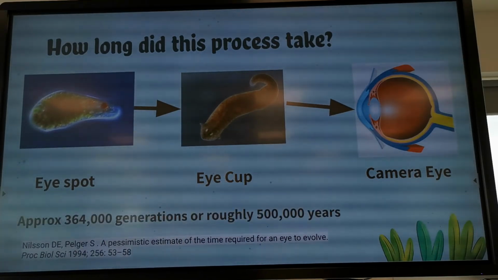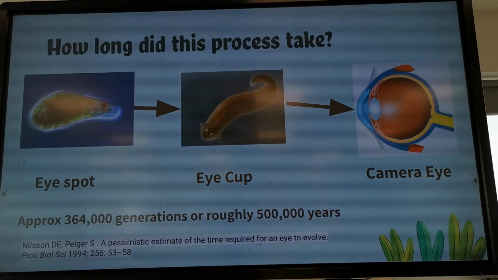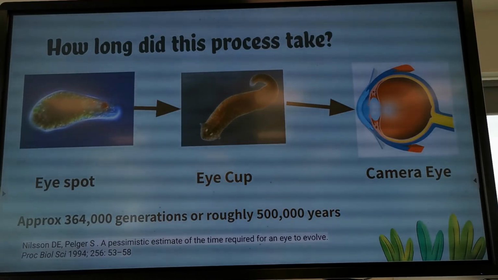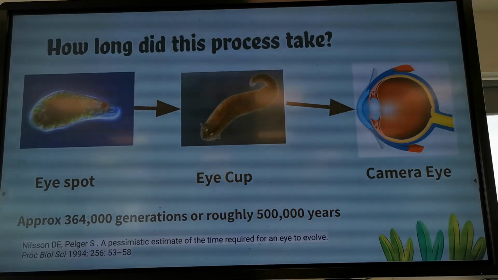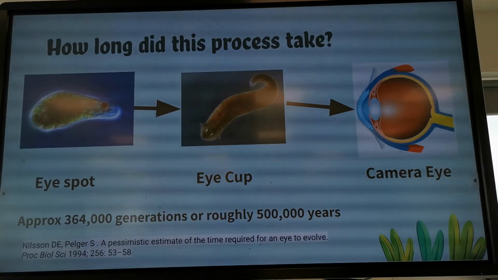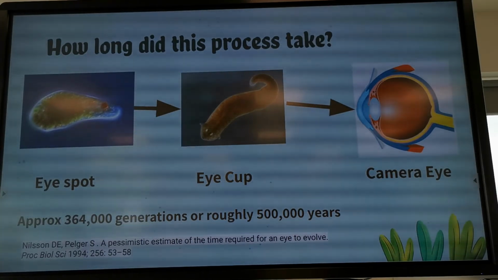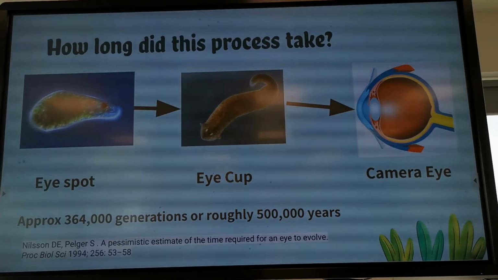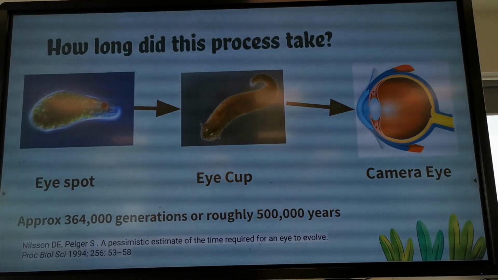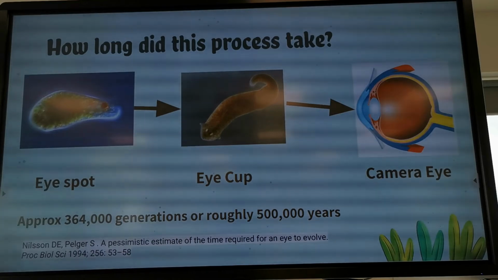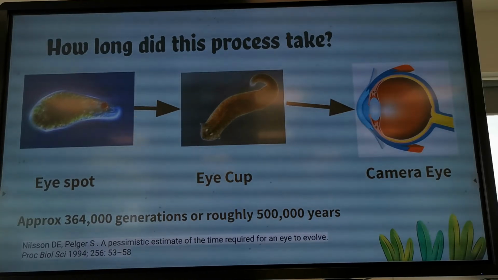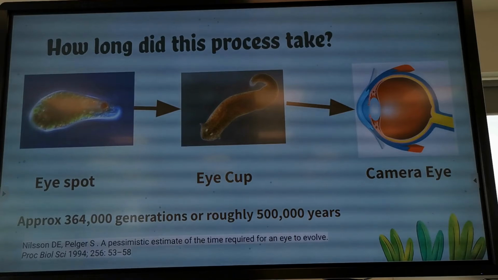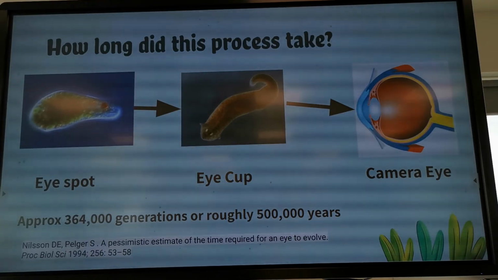There's a study done by Nilsson and Pelger, and they worked it out to approximately 364,000 generations, which is roughly 500,000 years. When we put that into the context of the 4.5 billion years we've had life on this planet, it's quite a small period of time for something so complex to develop, just by a change in each generation and the passing on of those genes generation to generation. Okay.